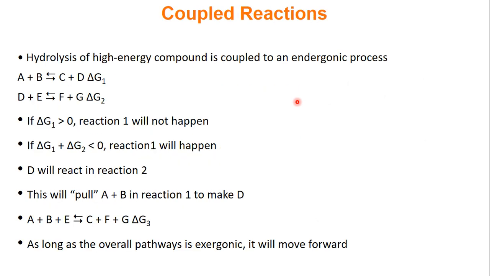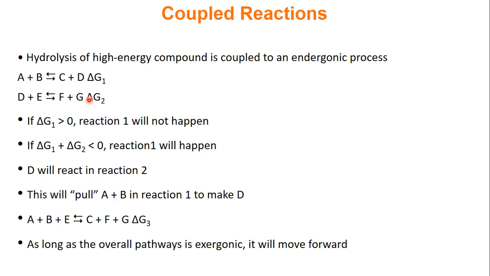Now, how do we use this energy? Well, these high energy compounds are connected to endergonic processes to make non-spontaneous processes spontaneous. So we're going to look at an example reaction here. We have A plus B going to C plus D, has a certain free energy, and D plus E going to F plus G, has a certain free energy. If delta G1 is a positive value, reaction 1 won't happen.